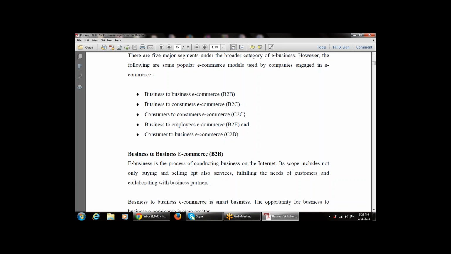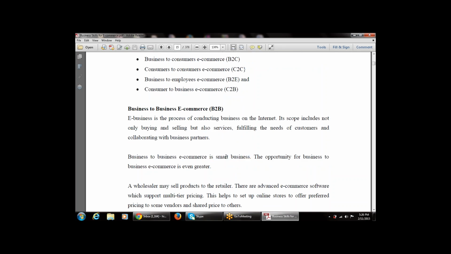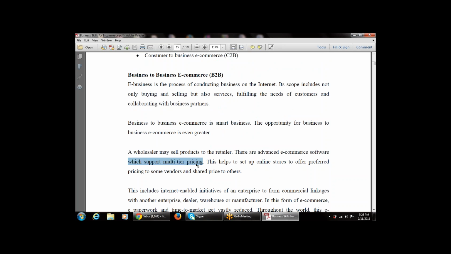Then the next line says B2B e-commerce is smart business. Why is it smart business? Because it provides an opportunity that is used by e-commerce for growing purposes. The opportunity for business to business e-commerce is even greater. A wholesaler may sell product to the retailer. There are advanced e-commerce software which support multi-tier pricing. Now, this is an example of wholesaler and retailer.